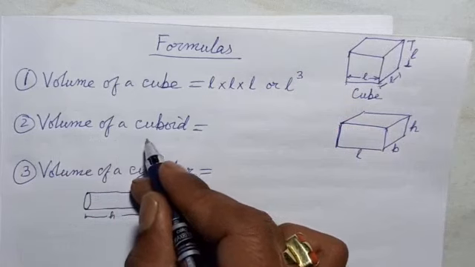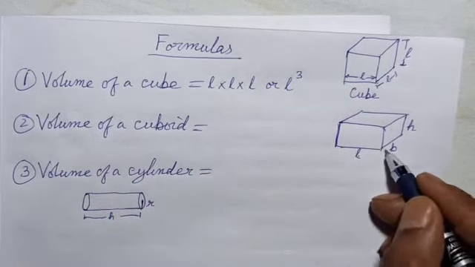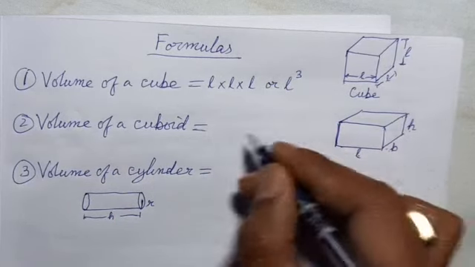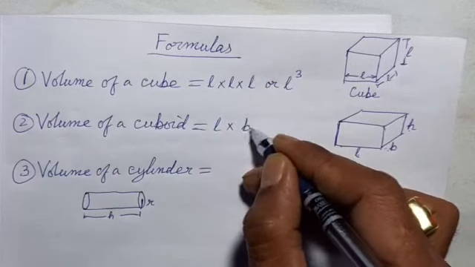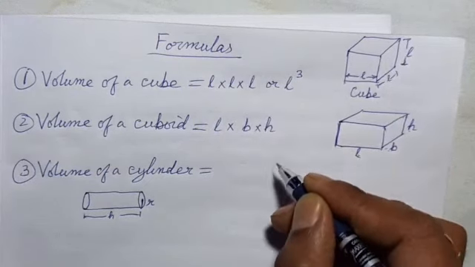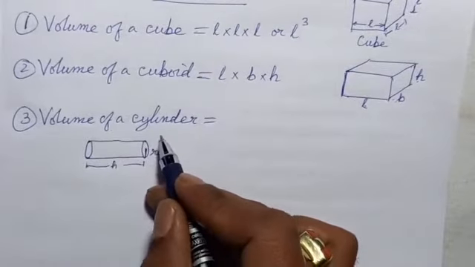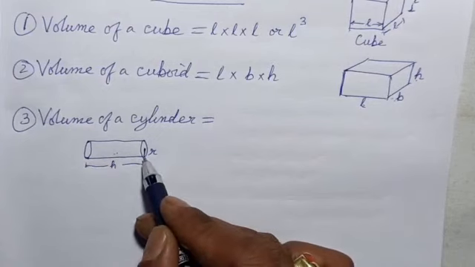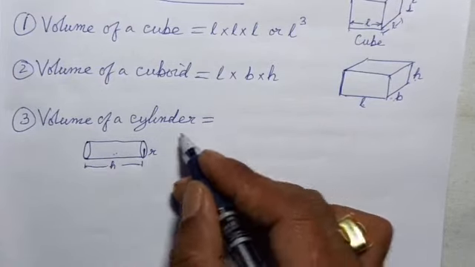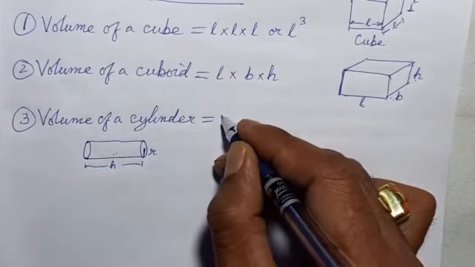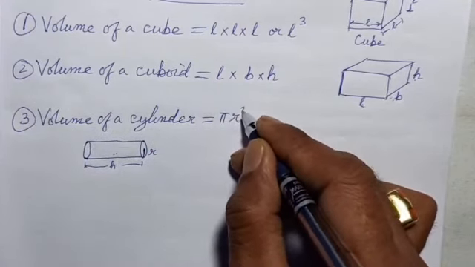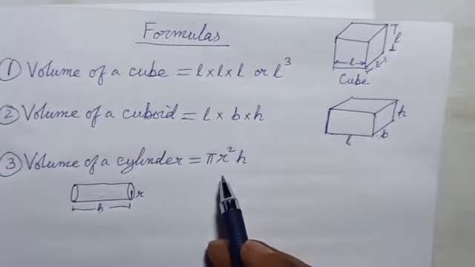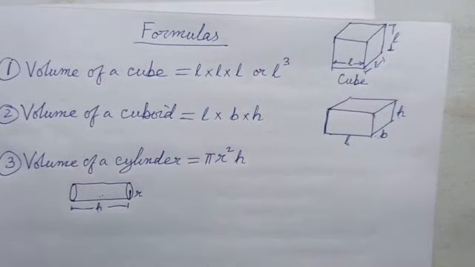Now volume of a cuboid. In a cuboid, from here up to there is length, from here up to this is breadth, and from here up to there is height. So length into breadth into height is the formula to find out the volume of a cuboid. Now volume of a cylinder. This is a cylinder. From here up to there is height, and from here up to there is radius. Now the formula to find out the volume of a cylinder is pi r square into height, and we need to learn this by heart, and after learning this we can try the next exercise.